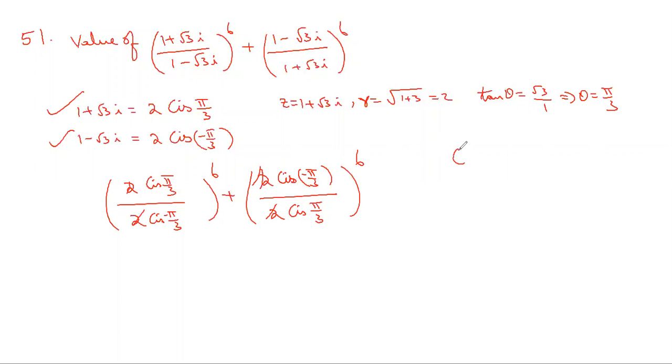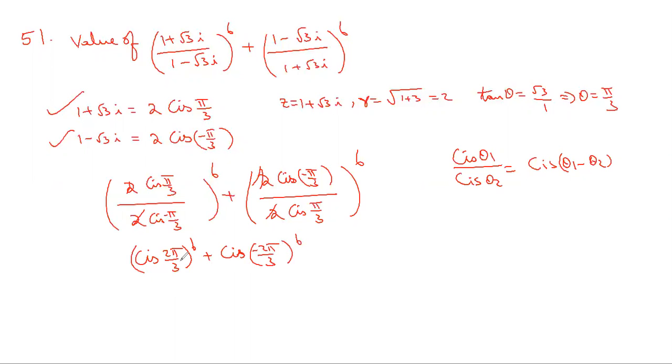And we have another formula, cis theta 1 by cis theta 2 equal to cis of theta 1 minus theta 2. If you use that formula, this becomes cis of minus 2 pi by 3, the whole power 6, plus cis of minus pi by 3 minus pi by 3, minus 2 pi by 3, the whole power 6. So the cis 4 pi plus cis minus 4 pi.